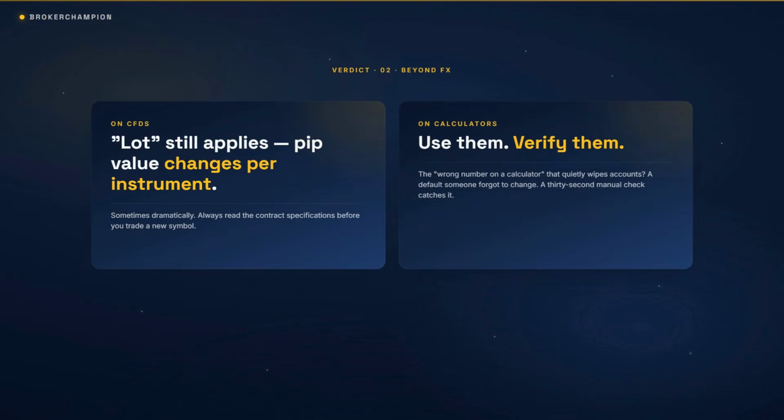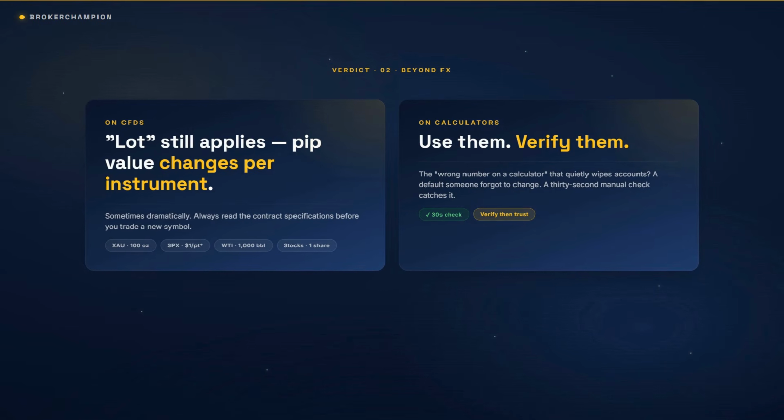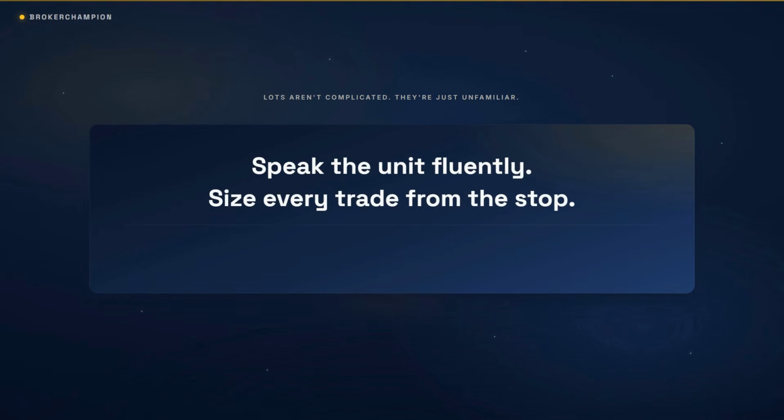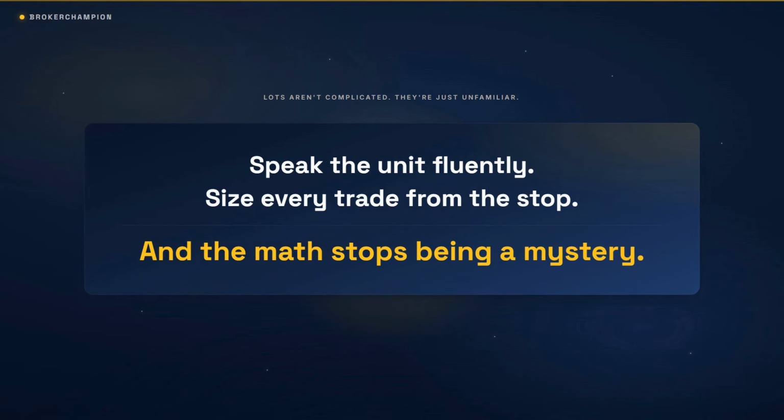On non-Forex CFDs, the word lot still applies, but the pip value changes per instrument, sometimes dramatically. Always read the contract specifications before you trade a new symbol. And on calculators, use them but verify them. Remember the line from the start about the wrong number on a calculator quietly wiping accounts? That's the exact mechanism. A default someone forgot to change. A 30-second manual check would have caught it. Lots aren't complicated, they're just unfamiliar. Speak the unit fluently, size every trade from the stop, and the math stops being a mystery.